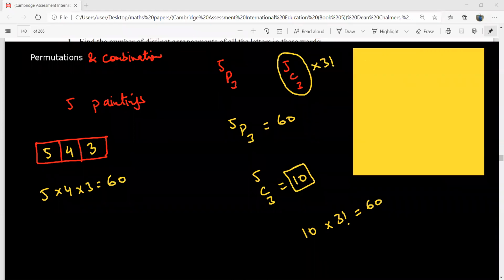So there is a formula that only the genius students remember. Please note it down: nPr is the same as nCr times r factorial.